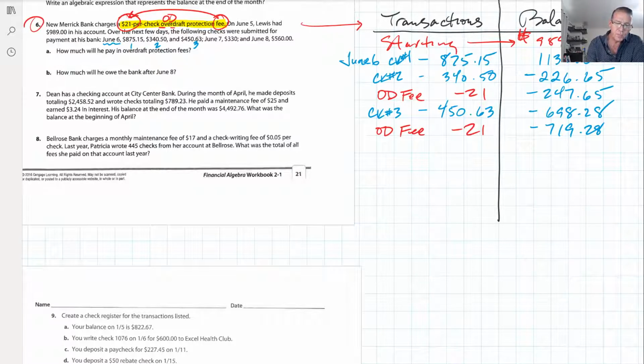So now June 7th comes in. We only have 1 check. On June 7th, a check of $330 comes in. This is check number 4, CK number 4.